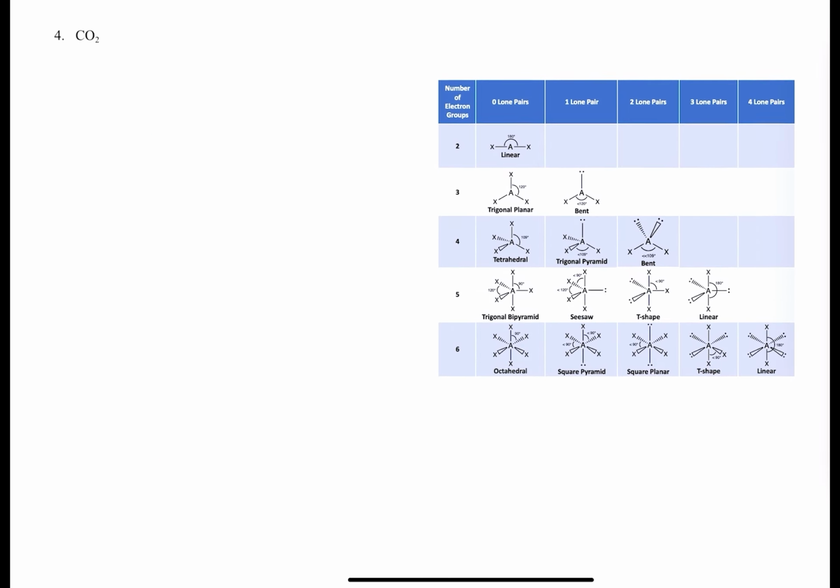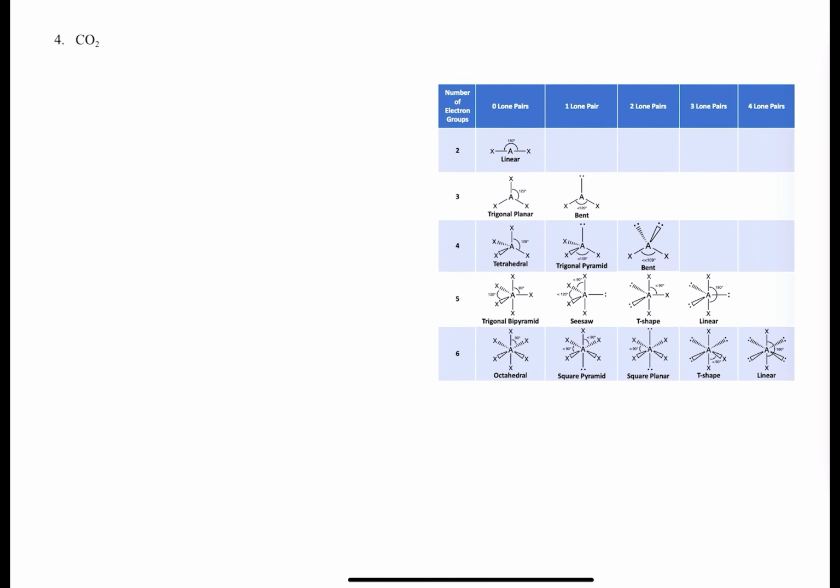Okay, number 4, carbon dioxide. Same thing, we'll do carbon has 4 valence electrons, oxygen has 6 times 2, and that gives us a total of 16 electrons. So we'll put carbon in the middle and surrounded by our oxygens. And we'll add single bonds for now, so that takes away 4 electrons, 2 from each bond. So we have 12 remaining.